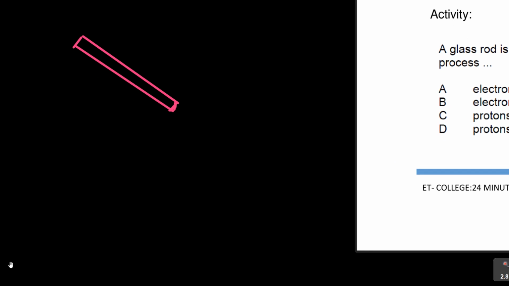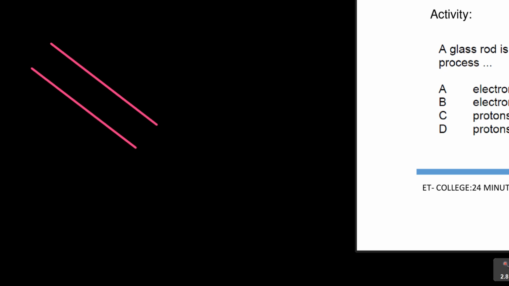So you must ask yourself, how did it get a positive charge? Let me make it much thicker. If you have got a rod like this, and they tell you that this rod has been charged positively, you must ask yourself what happened for you to charge this rod positively. So this is what they're saying. This is the positive charge on the rod. You understand?